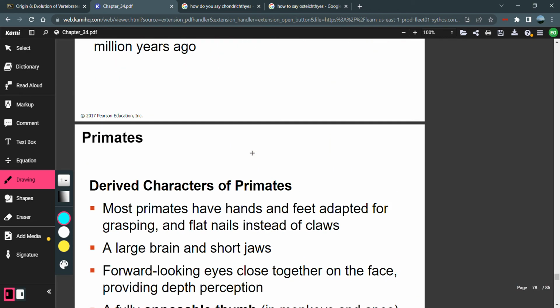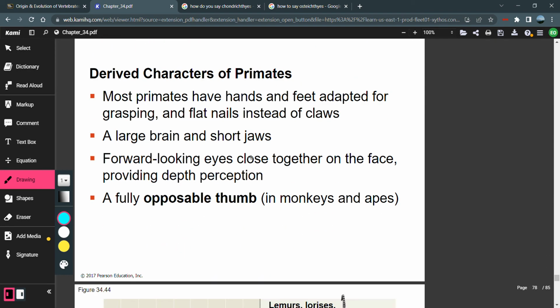Primates, which are our monkeys and apes and orangutans and all that, including us. Most primates have hands and feet adapted for grasping, flat nails instead of claws, a large brain, and short jaws. Opposable thumbs allowed us to grab things and learn. Forward-looking eyes close together allow depth perception, so you can see how far a thing is. For example, if you look at something in your room, you can say that your phone is closer to you than the water bottle across the room. You can perceive depth, which is a characteristic of primates.